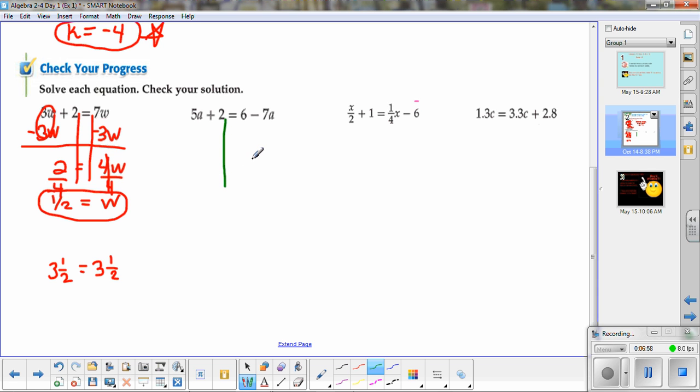All right, 5a plus 2 equals 6 minus 7a. Draw your train tracks. Now we have variables on both sides again. We either have to get rid of the 5a or get rid of this negative 7a. You can do either one, but I'm going to choose to get rid of this negative 7a by adding 7a to both sides.